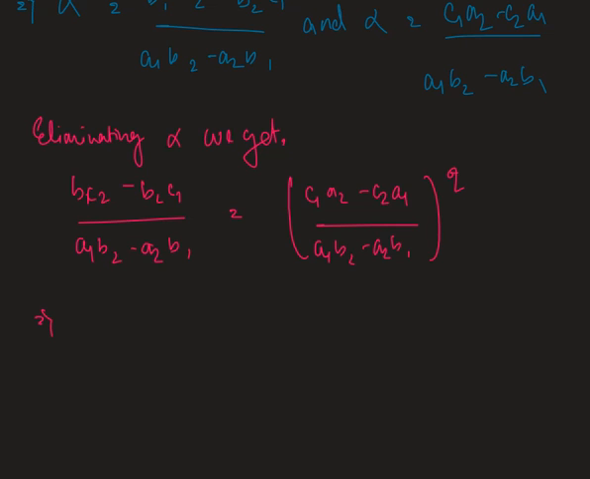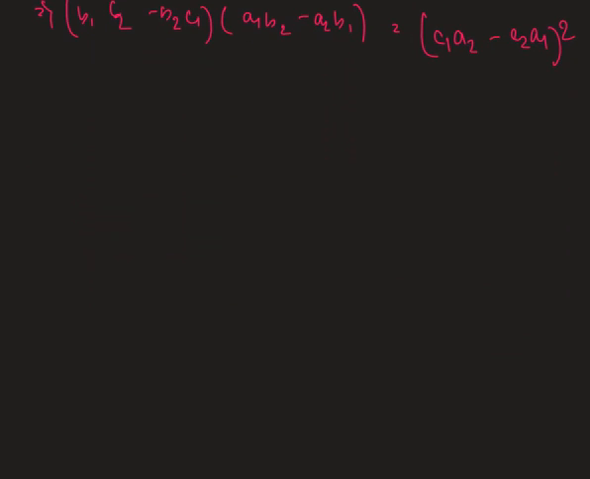Now after cross multiplication we get b1 c2 minus b2 c1 multiplied by a1 b2 minus a2 b1 is equals to c1 a2 minus c2 a1 whole square. Okay, this is the required condition for the two equations to have a common root.